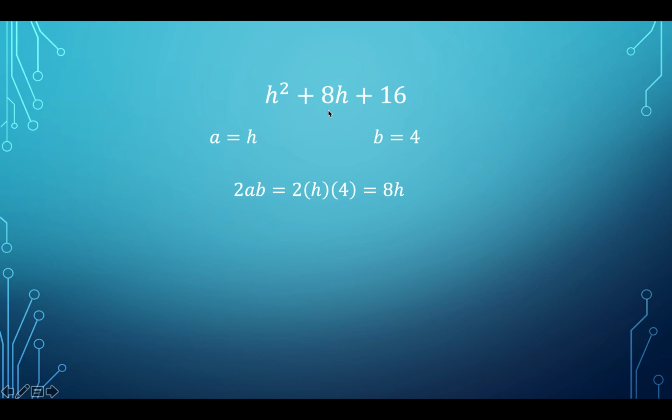It does, so now we can go ahead and say h plus 4 times h plus 4 is going to give us this answer back. If we wanted to check, we would just FOIL this here, and it does work out. So our final answer is h plus 4 times h plus 4, or we can write it as h plus 4 squared.